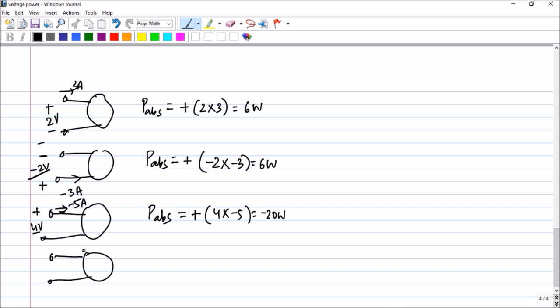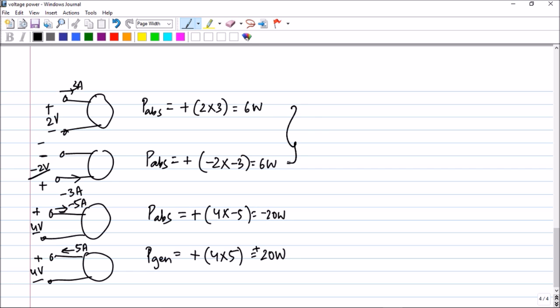Okay, and the last case, I just put the last case here. Oh, we have only this many cases. Okay, if you want, we can put one more case here. So plus minus 4 volt, let me put the current in this direction, 5 amperes in this direction. So you can clearly see here that the current is leaving the positive terminal. So power generated will be positive in this case, right? The current is leaving the positive terminal. The voltage is 4 volt, the current is 5, so you get plus 20.